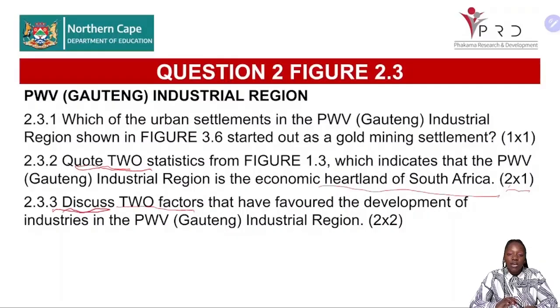Remember, when saying discuss, you cannot only give short answers, but you are supposed to answer fully by giving the facts and the qualifier, whereby you are now explaining the 2 factors that have favored the development of the industries in the PWV Gauteng regions. Your 2 times 2 means the 2 responses will give you 4 marks. Then again, if you only give 1 response which is correct, then you get 2 marks and you lose another 2 marks.